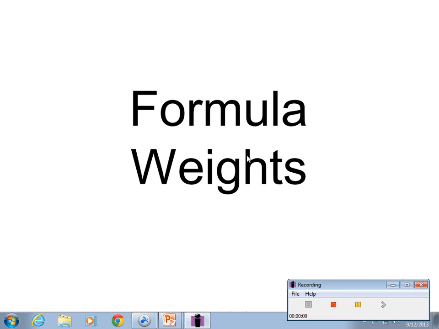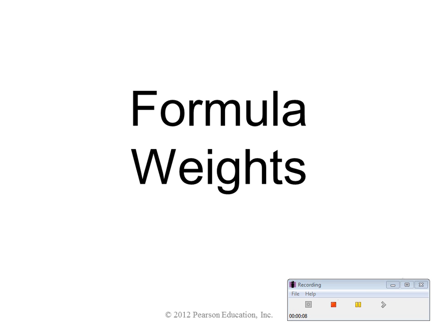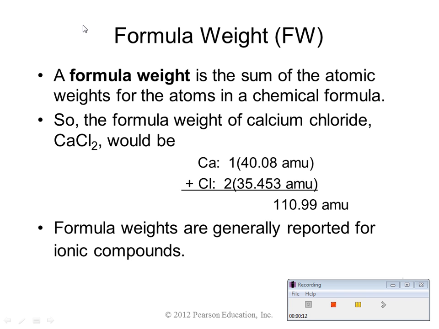Tonight's video lecture is on formula weights and how to determine those from formulas for ionic and molecular compounds. When we think about formula weights, they really describe the weights of the atoms in a chemical formula. The example here is calcium chloride, CaCl2. There's 1 calcium in the subscript, 2 for chlorine.